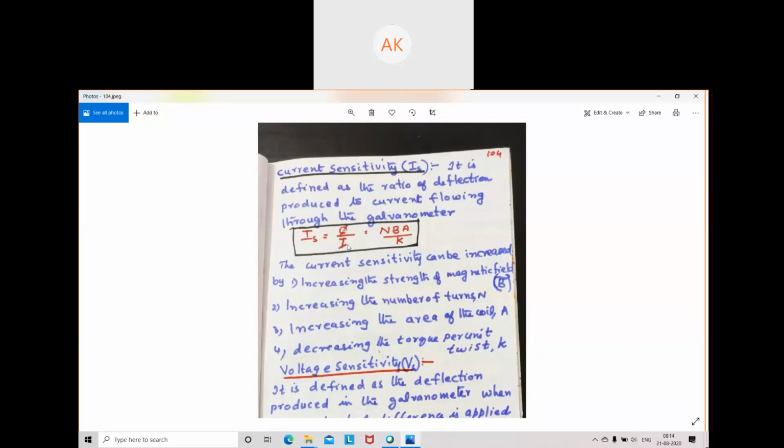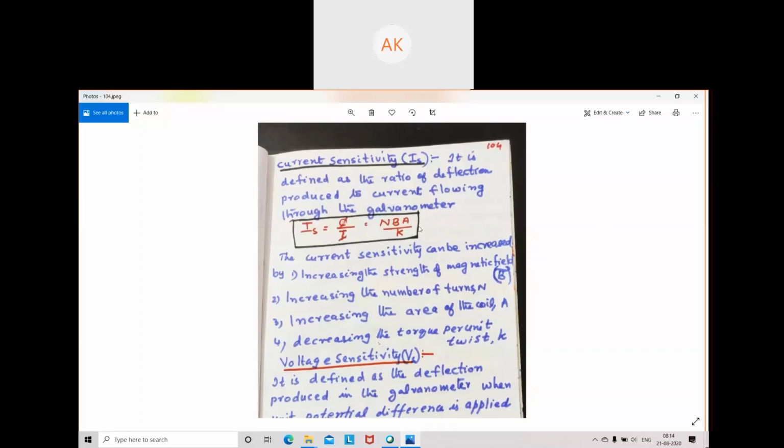So according to the equation, it becomes equal to NBA by K, because K phi equals NIBA. So phi by I equals NBA by K. When is it more sensitive? Depending on this equation, you can tell when the galvanometer is more sensitive. You can increase the value of N, increase the value of B, increase the value of A, and decrease the value of K. Very important.